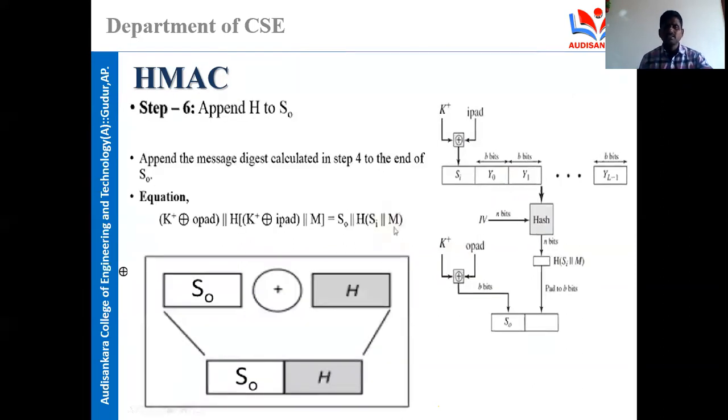In step 6, what are we doing? We are appending H to S naught. So this H is appended to S naught. That can be given as an equation: K plus XOR OPAD append H of K plus XOR IPAD append M, based on the diagram we were seeing so far. Or you can write it like this: S naught append H of SI append M.